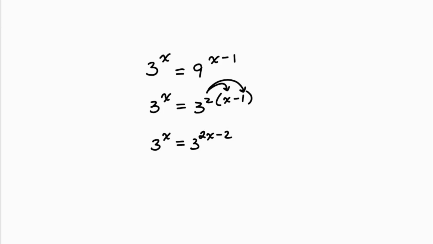Once you have simplified everything in terms of exponents and the base is the same, drop the base and only solve the exponents. So x equals 2x minus 2. And let's bring the x over. So we'll get x equals positive 2.